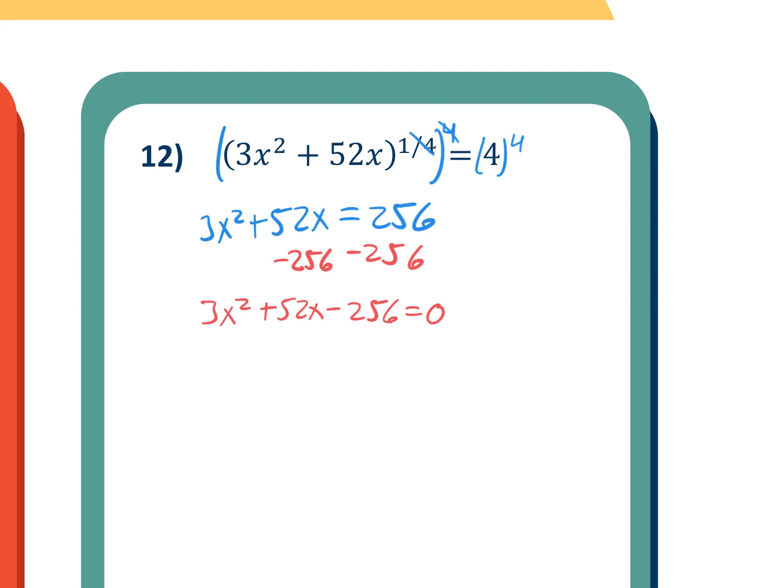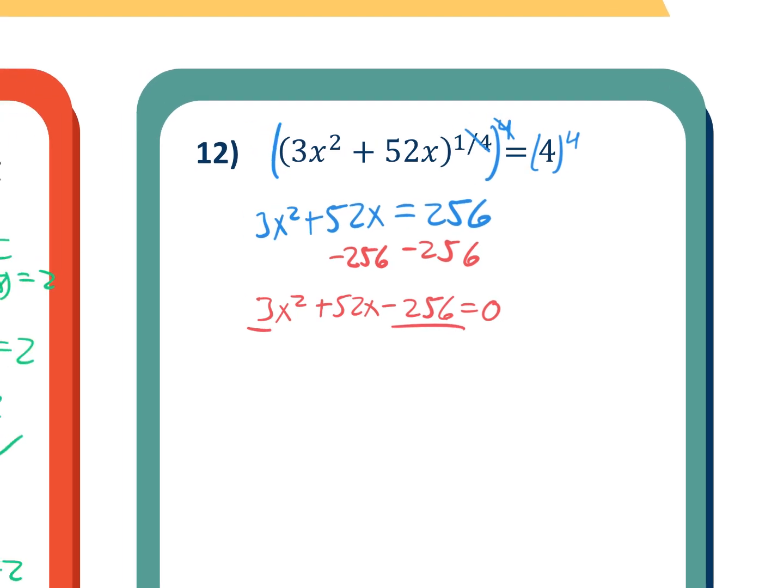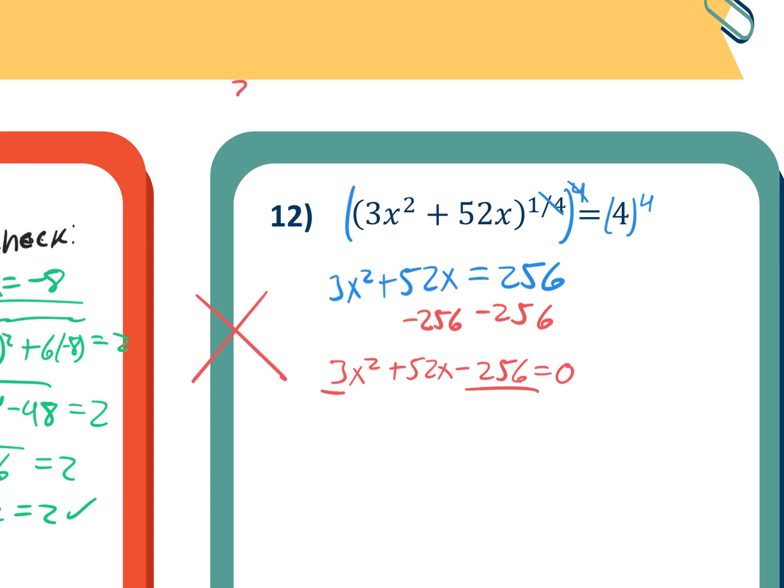The first thing you want to check is, is there a GCF? Here there is no GCF. So you have to find what multiplies to 3 times negative 256 and adds to 52. So 3 times negative 256. If you can't do that in your head, do it off to the side. 256 times 3 should get you, I think, 768. Yeah, 768. So negative 768. What multiplies to this and adds to positive 52?